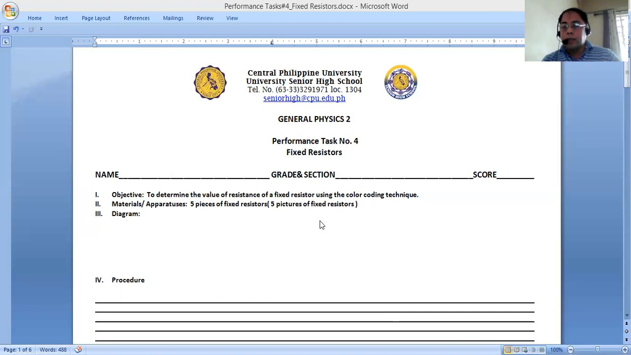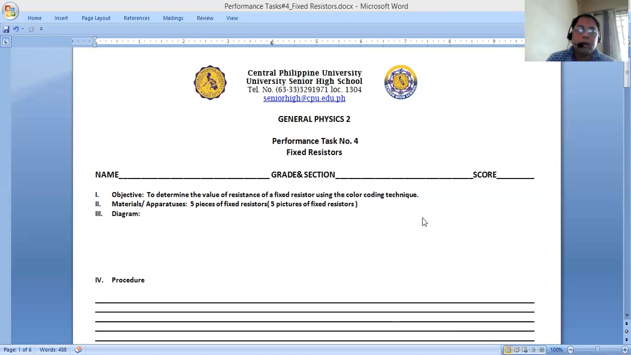Maybe you can buy an actual resistor, 5 different resistors. They are quite tiny, very small. Or you could also get pictures from the net as long as they are all different, 5 of them. After securing 5 of them, you can post them as part of your diagram.